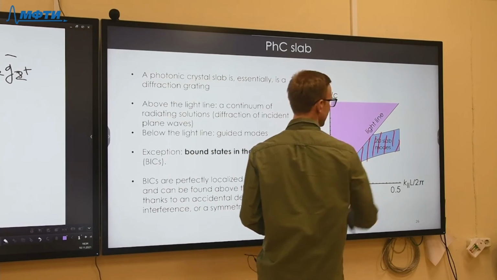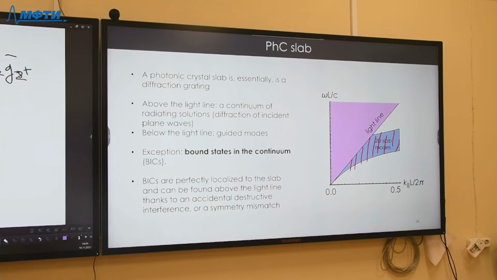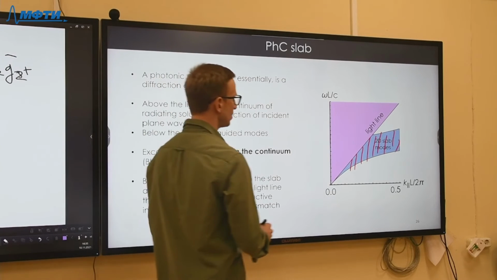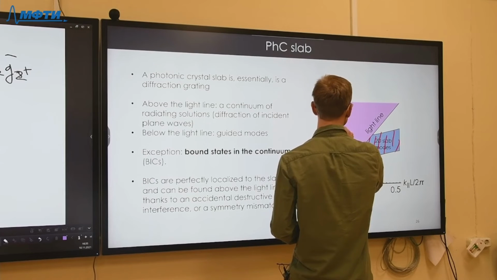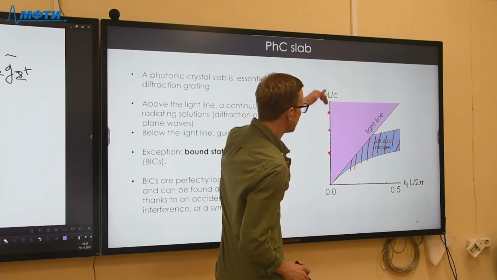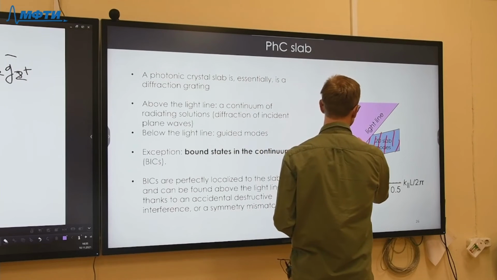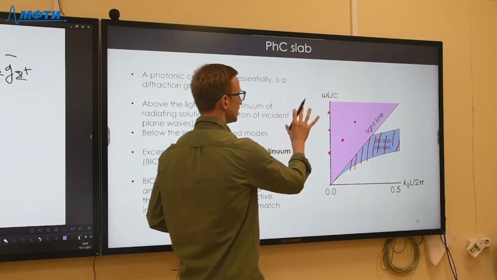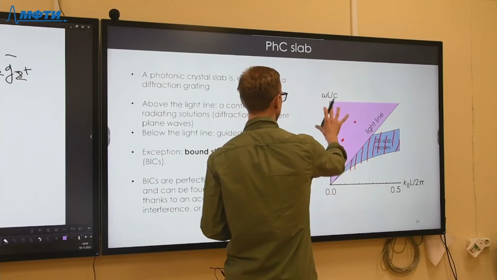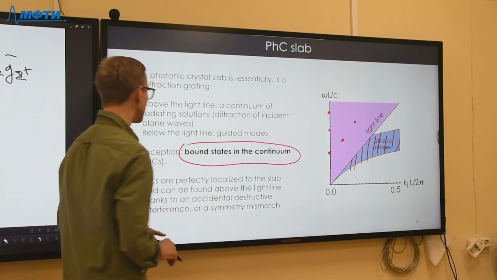However, there are very rare exceptions to this rule, where we can find a guided mode above the light line. And this is a very rare and exotic case, which is called a bound state in the continuum, because this is a bound state and it is located above the light line in a continuum. So sometimes you'll find certain isolated points which are often located at the gamma point of the Brillouin zone with zero wave vector, but occasionally they're located here. It is not a continuous solution. It is always a discrete set of points which are located in the continuum. Hence the name, bound state in the continuum.